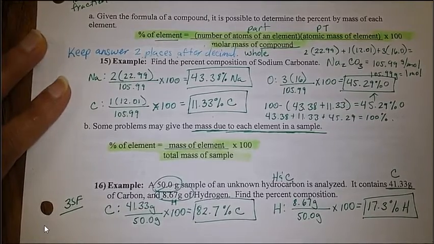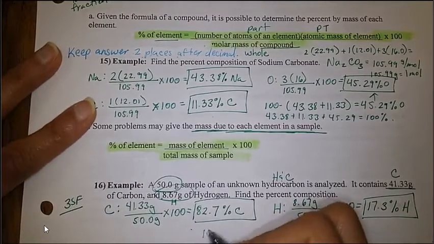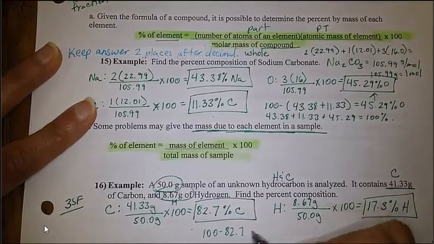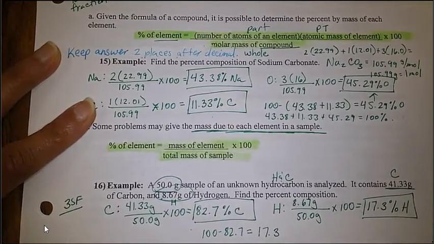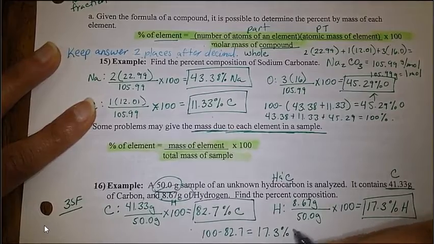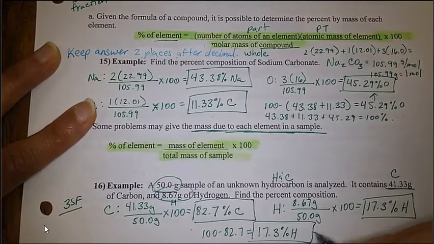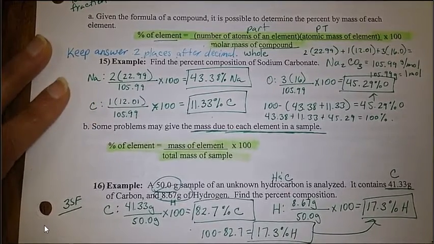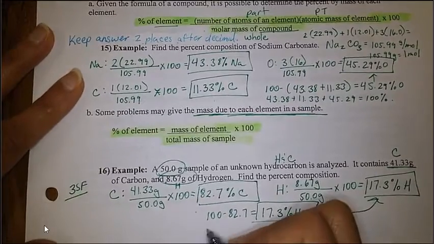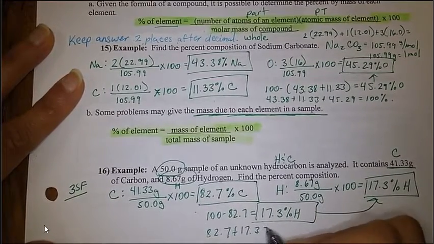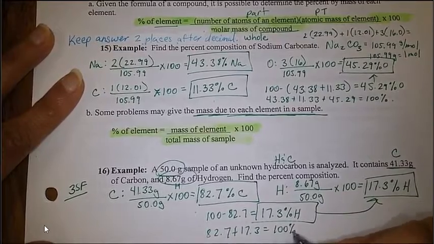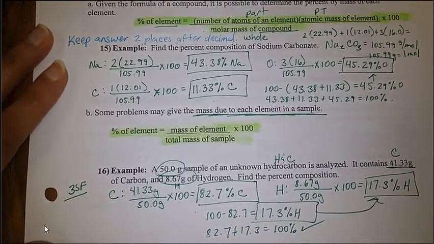Okay, and again, remember we could always do 100 minus 82.7, and that should give you the remainder. In this case, what's remaining would be hydrogen right here. So they should check out. And again, we could always add up 82.7 plus 17.3. That should equal 100%. That's a great way to check. Okay, so let's go to the next page.